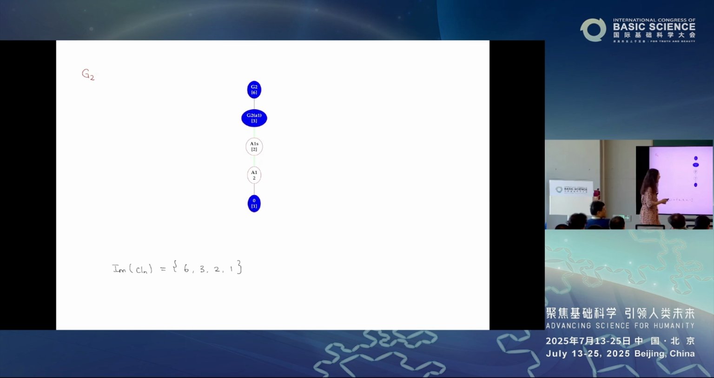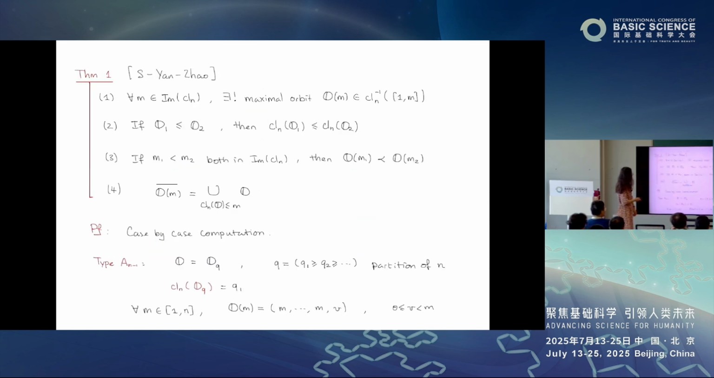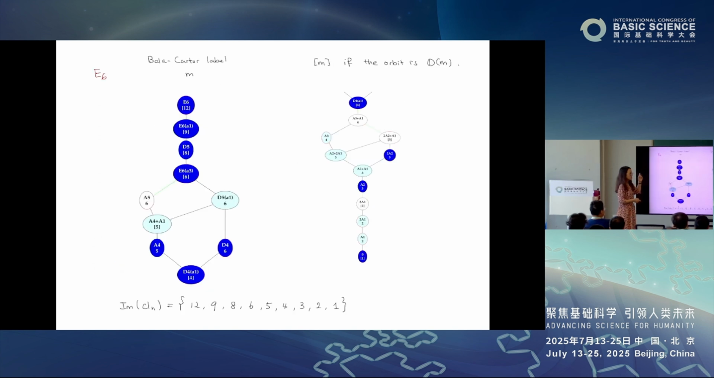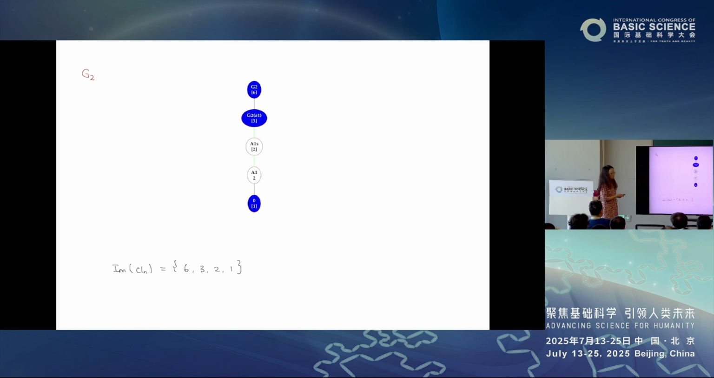Oh, the colors. The dark blue means it's an even orbit, and the light blue means it's a special orbit which is not even, and the white means it's not special. And if it has a red boundary, I don't know if it can be seen well, it means its dual orbit is even. Okay, I also put the diagram for G2 for fun. In G2, you get 6, 3, 2, 1.